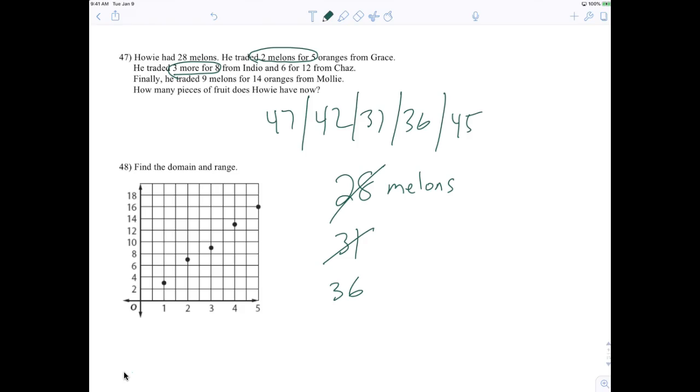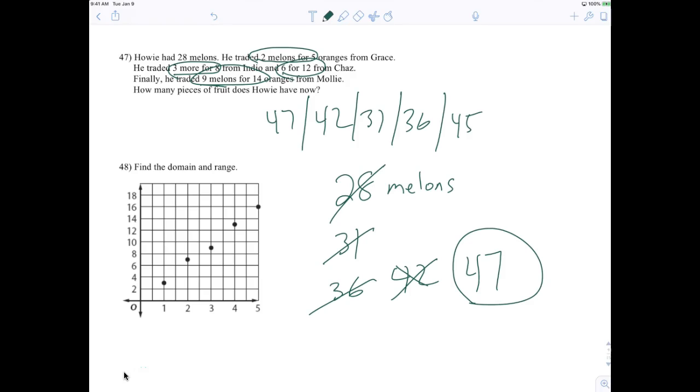Gained 5, right? So now instead of 31, he has 36. And then over here, he traded 6 for 12. So we got 6 more. So that's 42. And then he, wait a minute, 5, right? So we ended up with 47. Those of you guys who put 47, pat yourself on the back. Feels good to be brilliant, doesn't it?